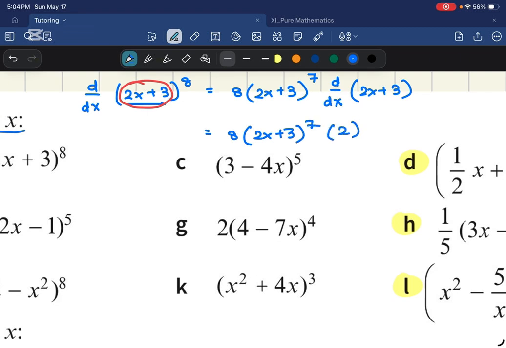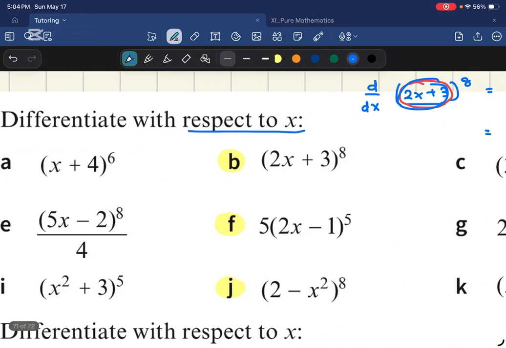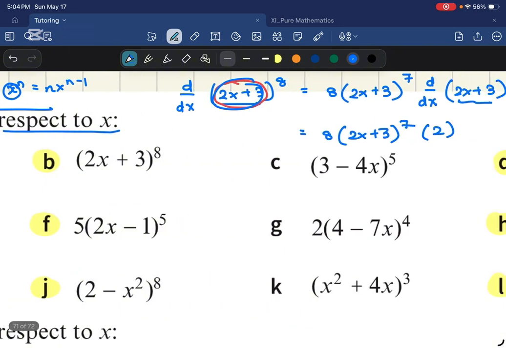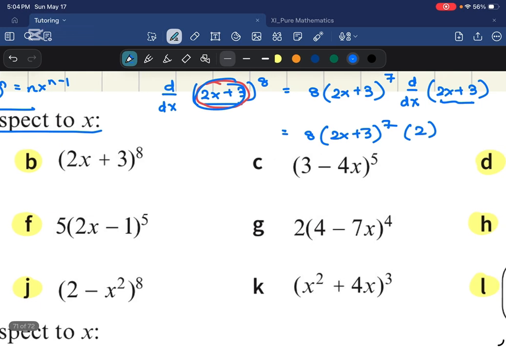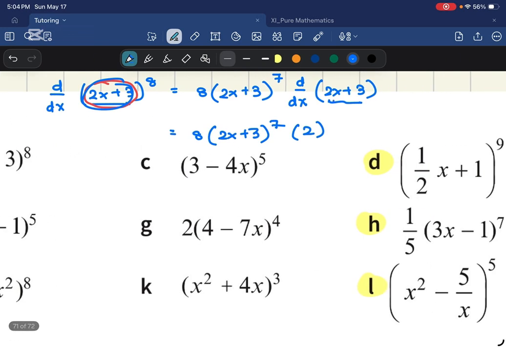2, right? Remember, d by dx of x to the power n is n x to the power n minus 1. This formula only works if your function is x, if it involves x. But now it's not x, it's 2x plus 3. So you use the rule with 2x plus 3, but you have to remember that you need to differentiate 2x plus 3 again. So now you have 8 times 2, 16, (2x plus 3) to the power 7. So that is your solution.